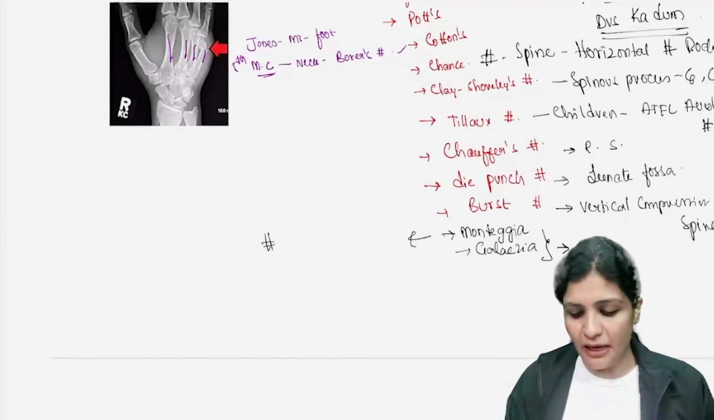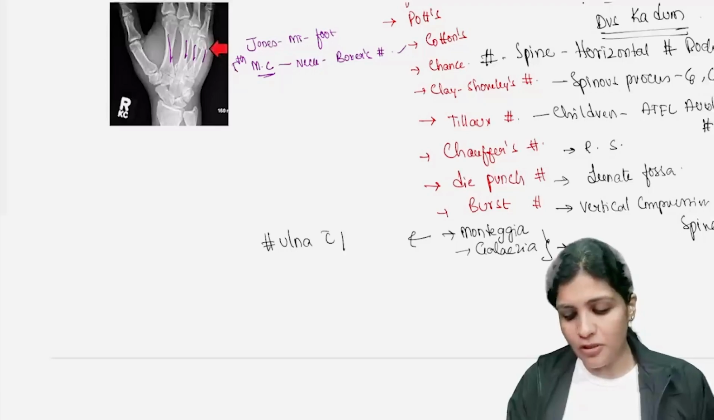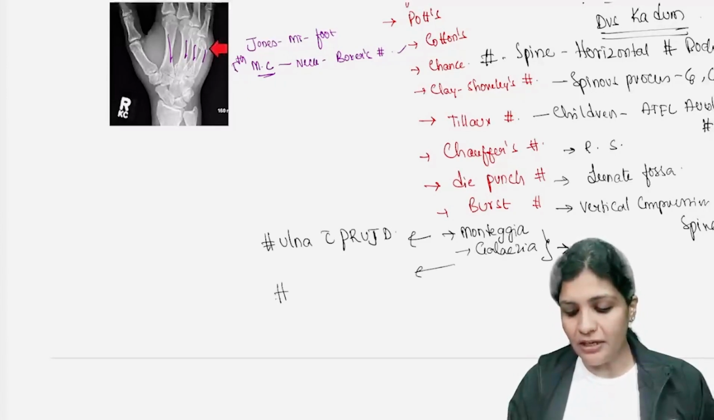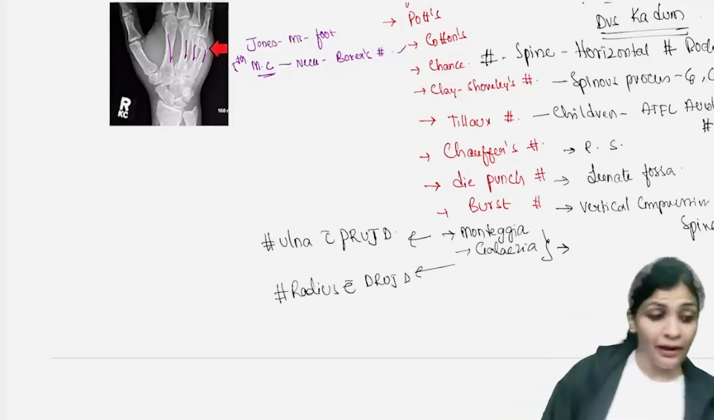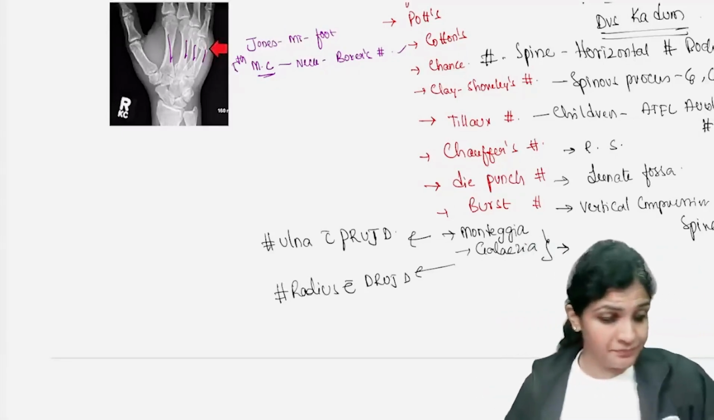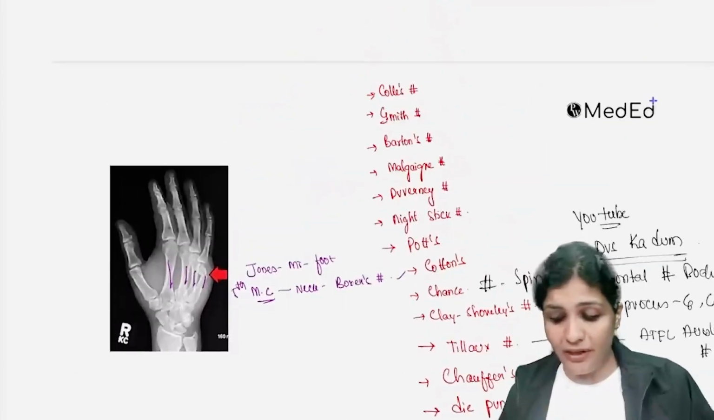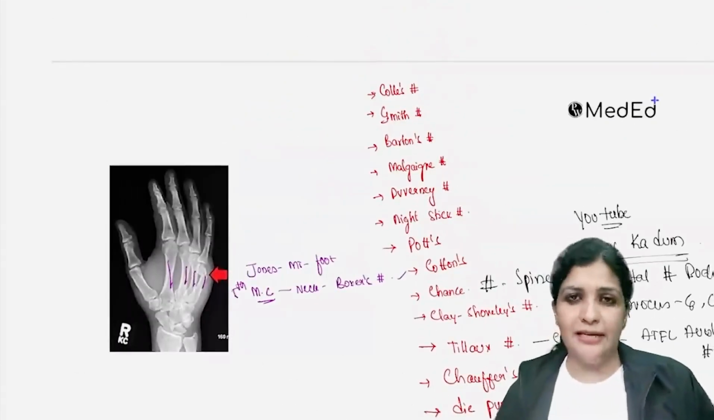Monteggia is fracture ulna with proximal radio-ulnar dislocation, and Galeazzi is fracture radius with distal radio-ulnar joint dislocation. Right, hope it is clear. Yes, so these are all the various fractures which you have to read.